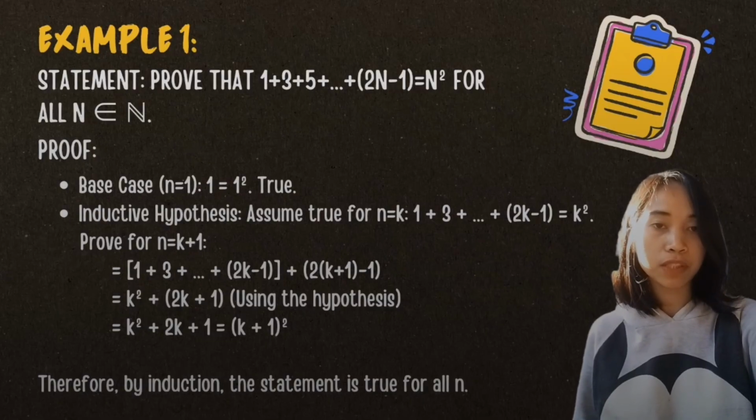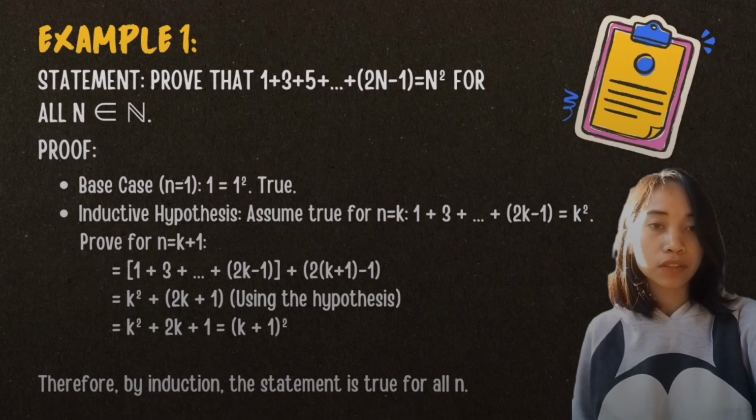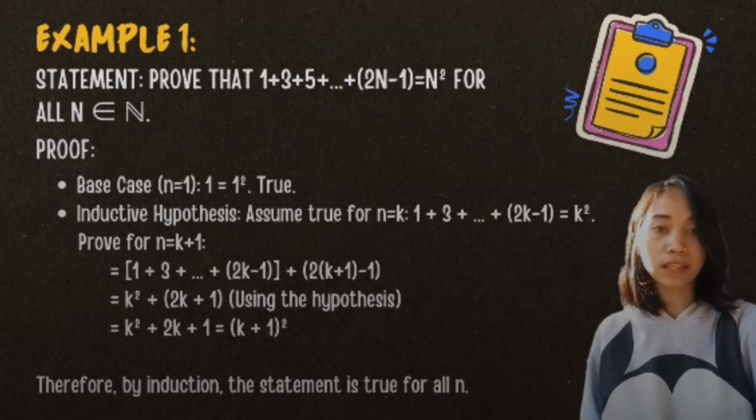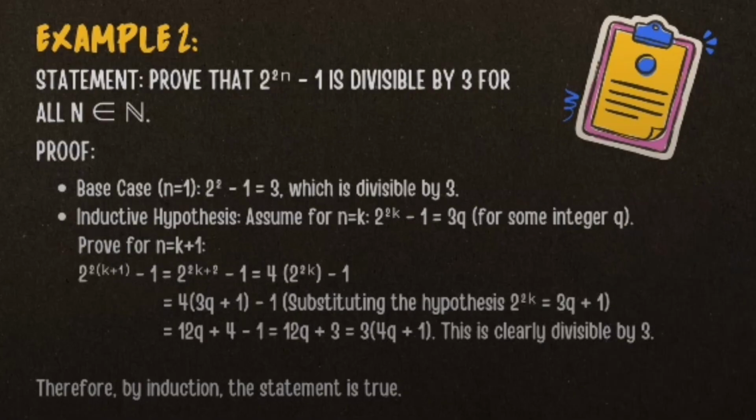The sum for k plus 1 terms is just the sum for k terms plus the next odd number, which is 2 times (k plus 1) minus 1, equals 2k plus 1. We substitute our assumption, turning that sum into k squared plus 2k plus 1, and as we know from algebra, it simplifies perfectly to (k plus 1) squared. And that's exactly what we needed to show.